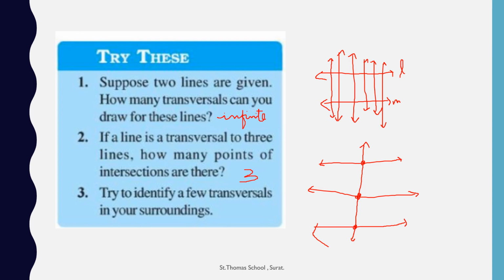So if there are two lines, then two points of intersection. If there are three lines, then three points of intersection. Is it clear? Third one, try to identify a few transversals in your surroundings that you can find by yourself.